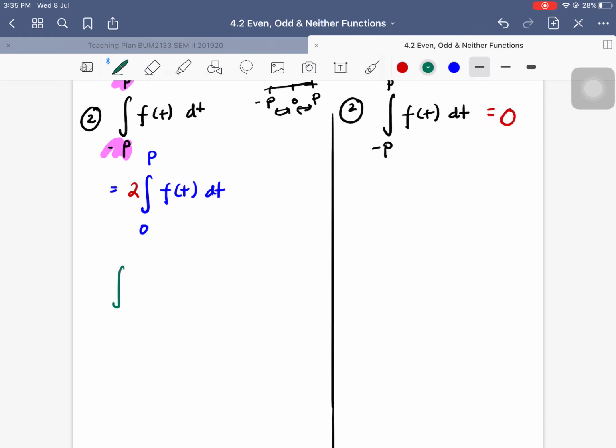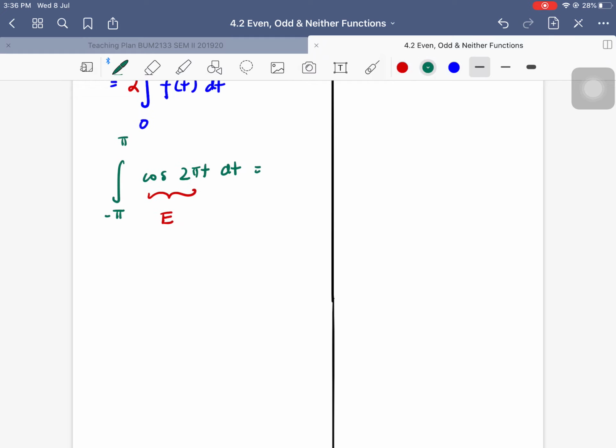Let's say in your integration you come across something like this. You're going to integrate from negative pi to pi of the function cos of 2 pi t dt, and from what we have discussed before, even from the graph that I've sketched, we know that cos 2 pi t is going to be an even function. So therefore, instead of integrating the whole region, I can simply change my limit. Previously my limit was from negative pi until pi. So this is 0.